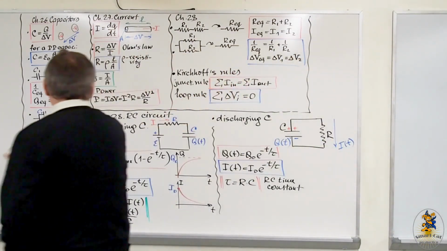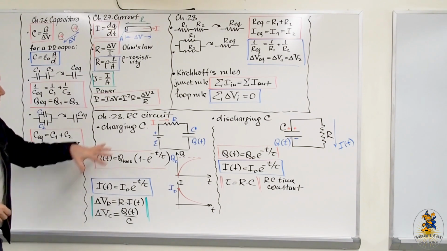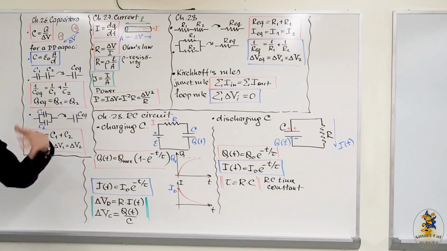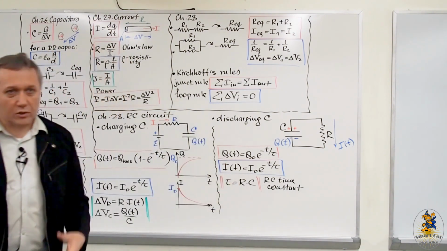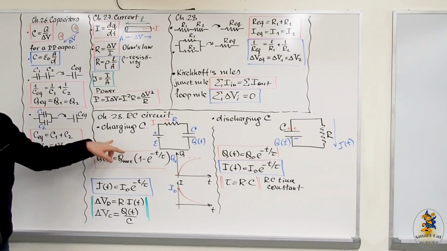Okay, and after that, we went to the last section, which we just finished discussing a couple of classes ago, the RC circuit. First example where current is a function of time. Actually, all quantities are functions of time. Currents, charges, potential differences, all are functions of time. And we discuss two situations.